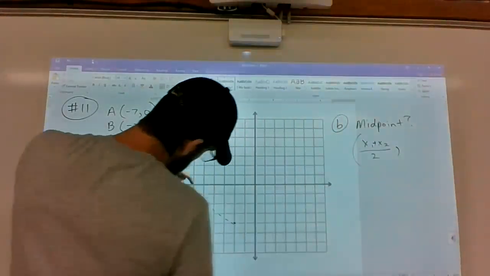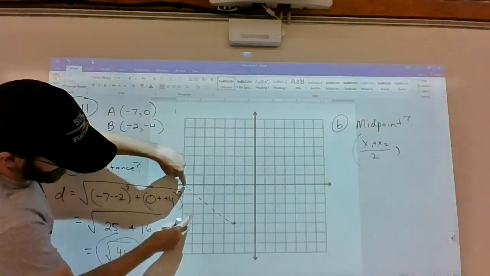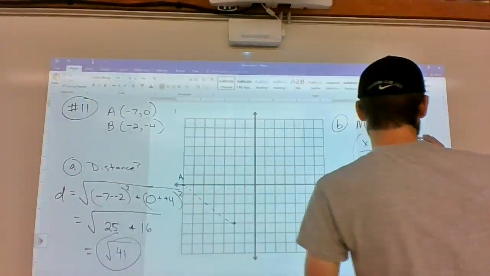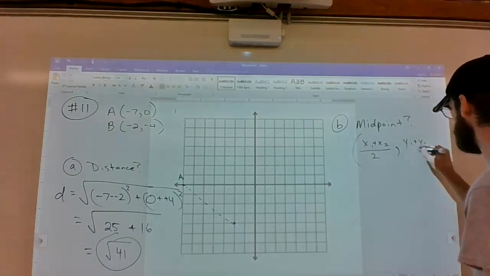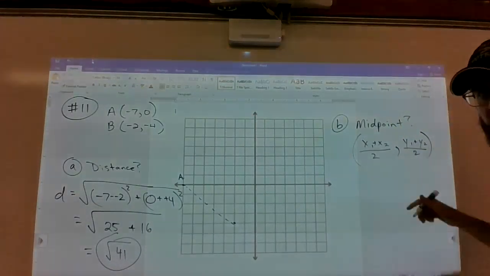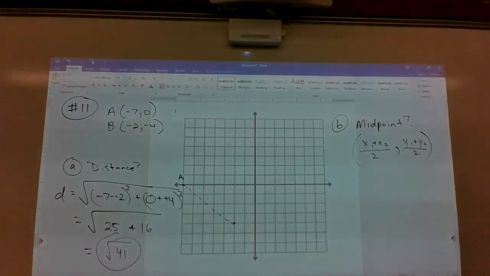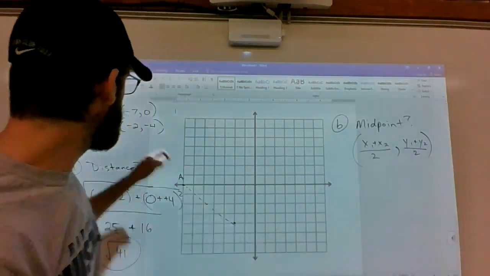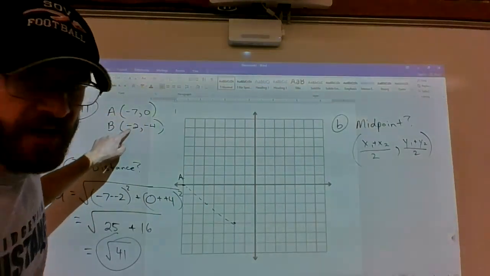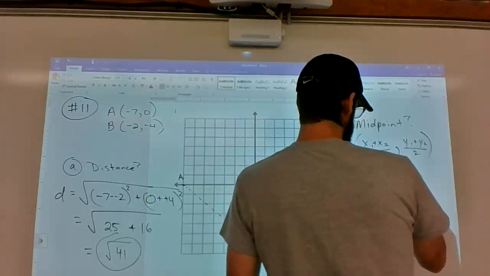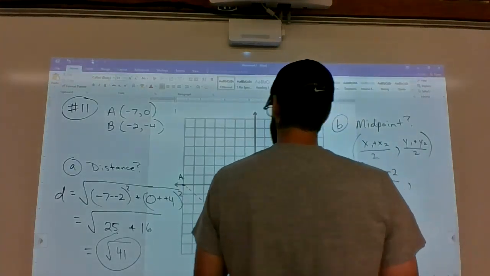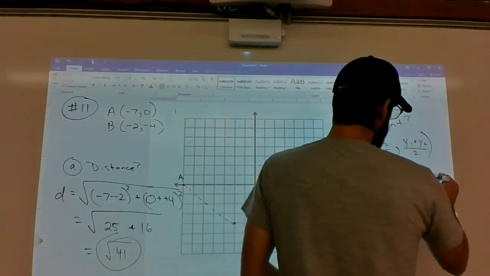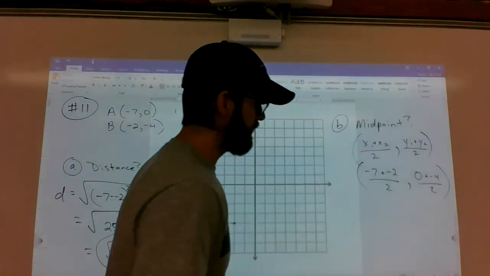For the y values, this is exactly halfway between 0 and negative 4. So you take the y values and you cut those in half. That's how you find the average of the y values. So this is the midpoint formula. I think it's a lot simpler to come up with than the distance. It makes sense. So then negative 7 plus negative 2 is negative 9. Zero plus negative 4 is negative 4.